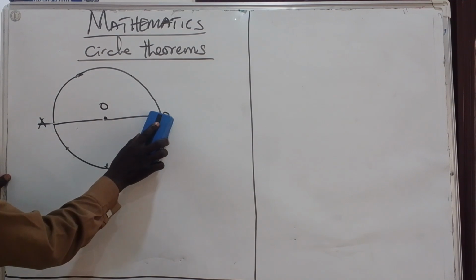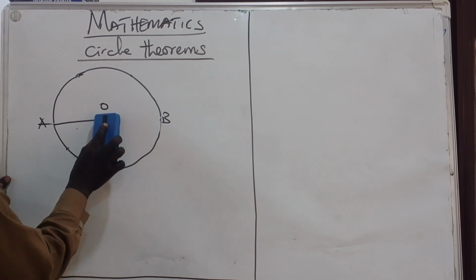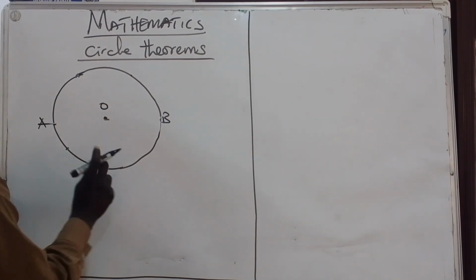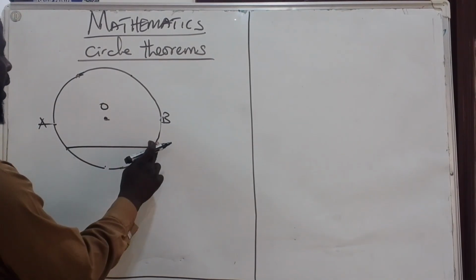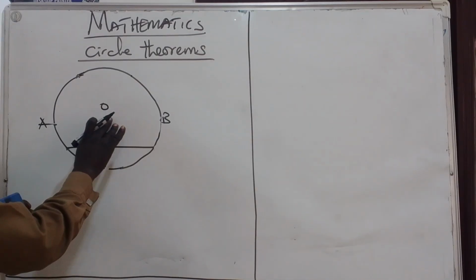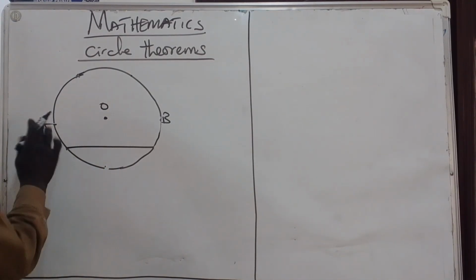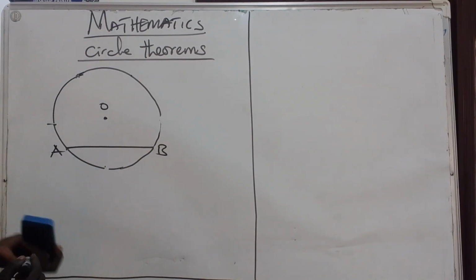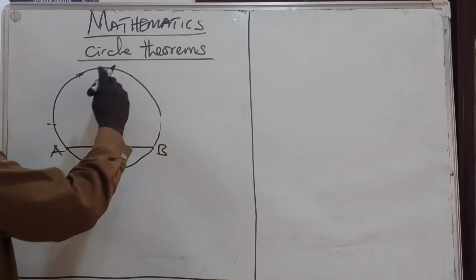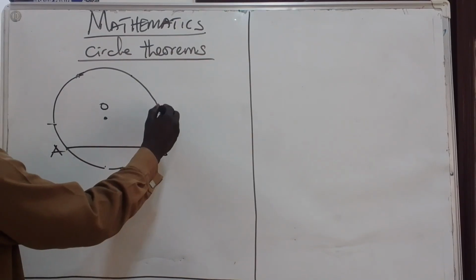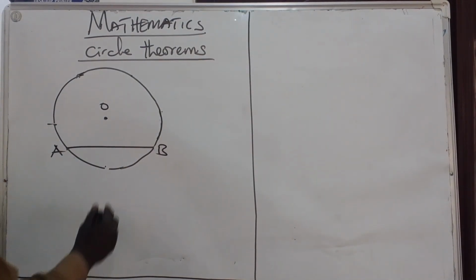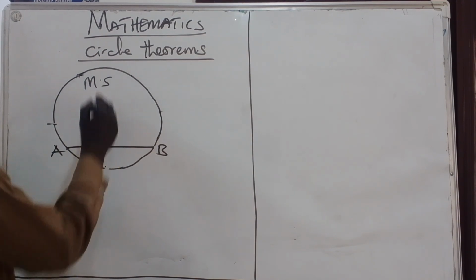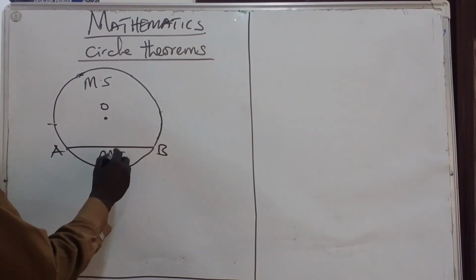Now a line which does not pass through the center but joins two points on the circumference is called a chord. A diameter is a special chord because it passes through the center. So AB is now a chord. It divides the circle into two segments. Here is the major segment, and here is the minor segment.